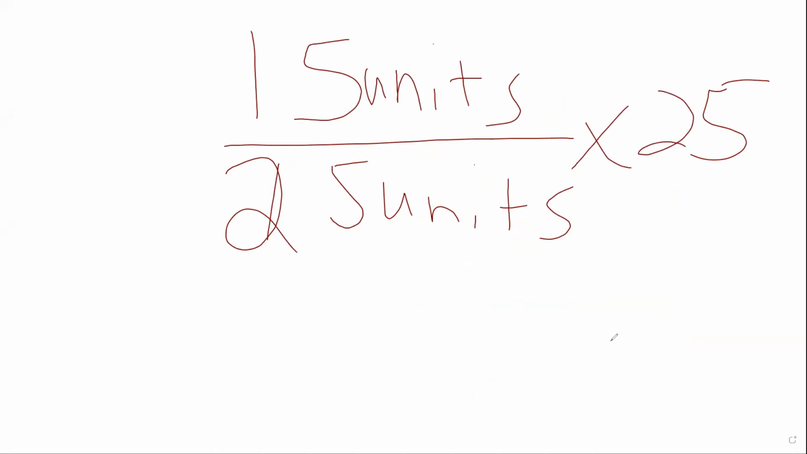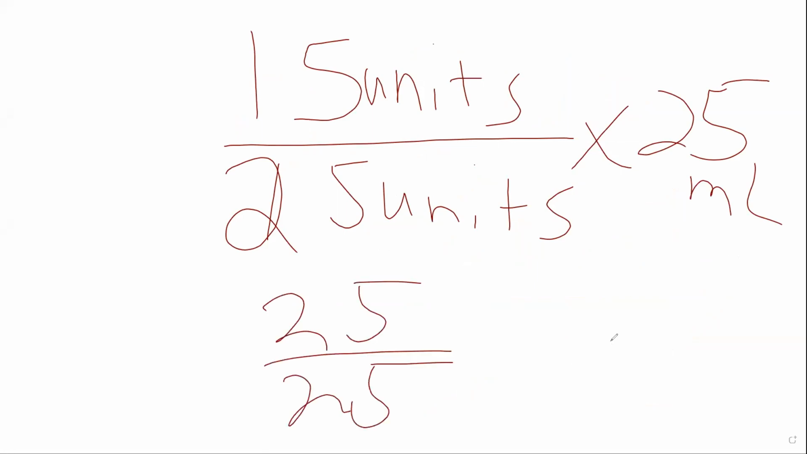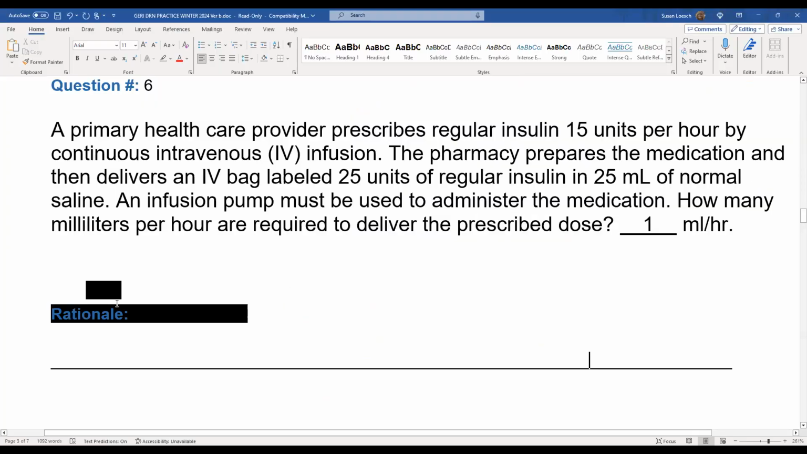15. Okay, and no matter how you do this, that's what it's going to come out to. Even if you took the 25 units and divided it by 25, it's still going to come out to 1 unit per mL, right? So it's going to be 15 units per hour, no matter how you do it. Anybody have a problem with that one? No.